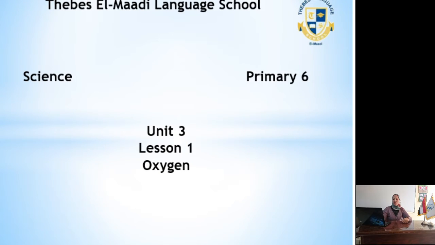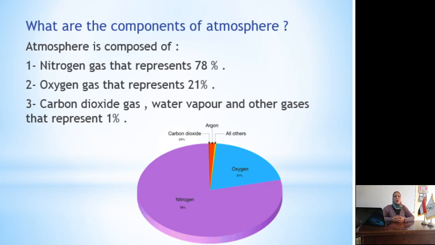The Earth is surrounded by atmosphere. It's attracted to the Earth by the gravitational force. Slide number 2. What's the component of atmosphere? Atmosphere is a mixture of gases.